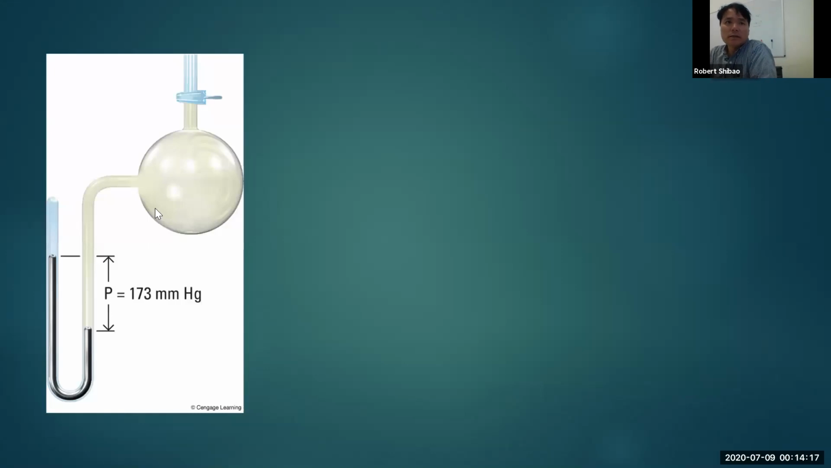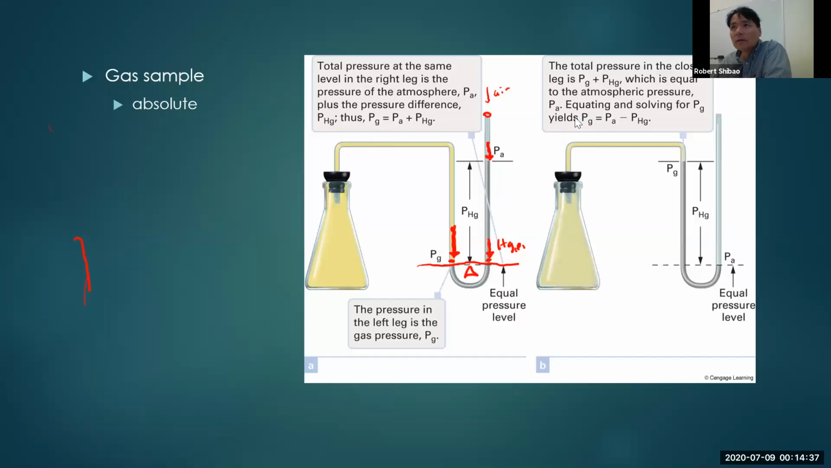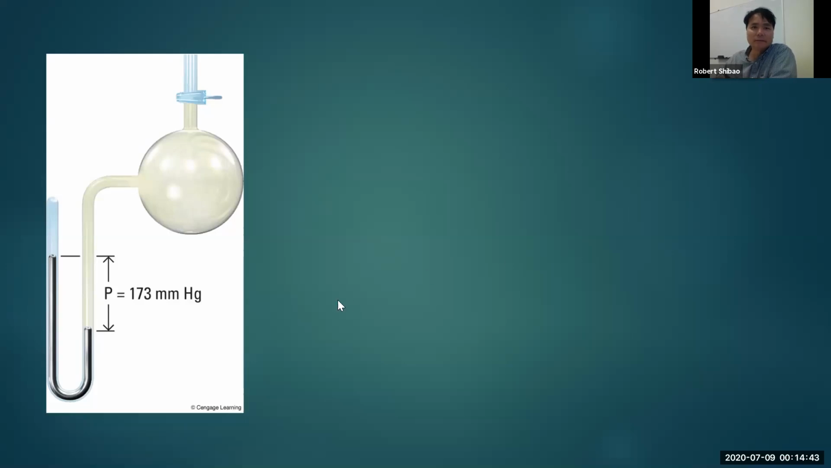So let's take a look at this here. Which one weighs more? The atmosphere, which is this open-ended? Oh shoot, is that open or closed? This looks like a closed-ended manometer. This is open-ended. Why would they do that? I never looked at the drawing this blown up. But we're going to call it an open-ended manometer. So this is open.